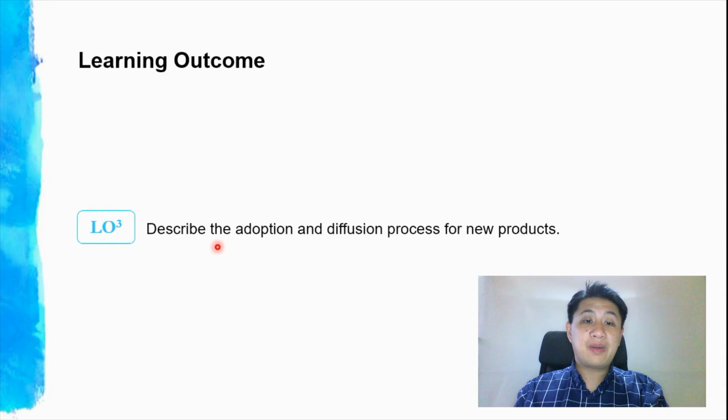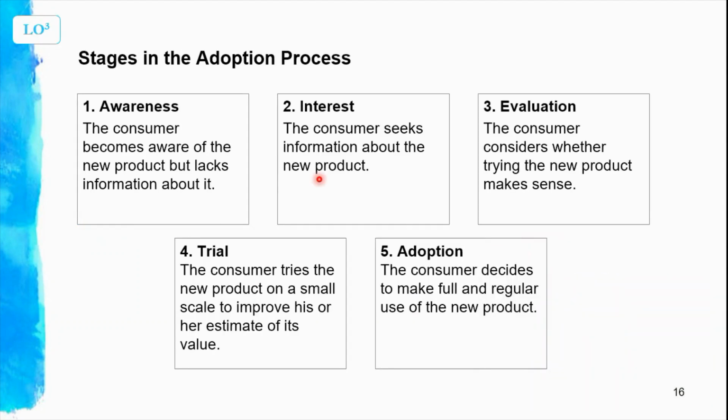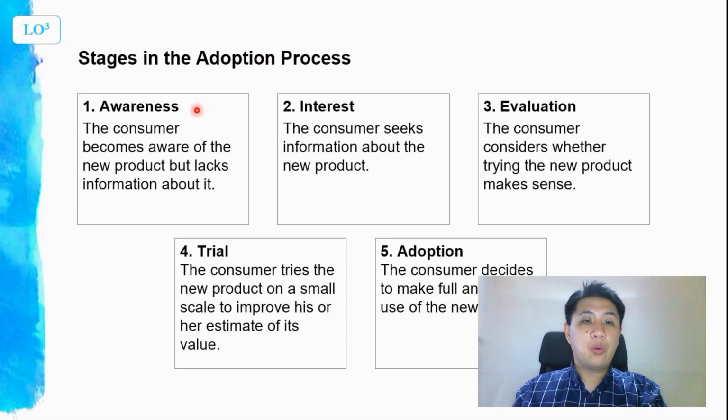In this video, we're going to talk about the adoption and diffusion process for new products. First, we have the stages in the adoption process, and this pertains to new products. When we adopt a new product, we go through 5 stages: awareness, interest, evaluation, trial, and adoption.